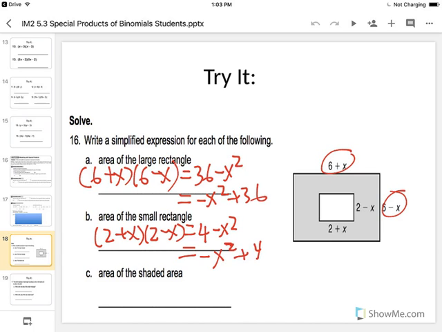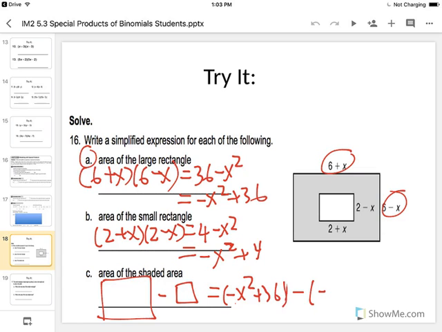Find the shaded area. The shaded area is the larger rectangle minus the smaller rectangle. This is the larger one, so we have 36 minus x squared, minus the smaller one. Let me rewrite this in standard form: negative x squared plus 36 minus a negative x squared plus 4.